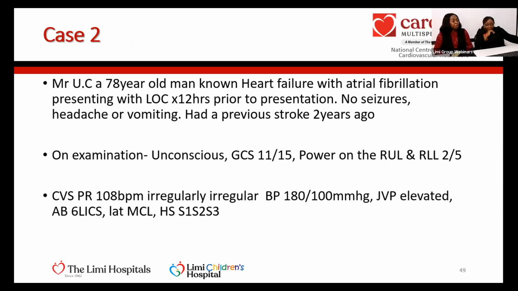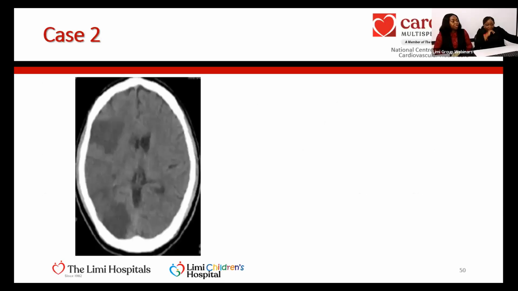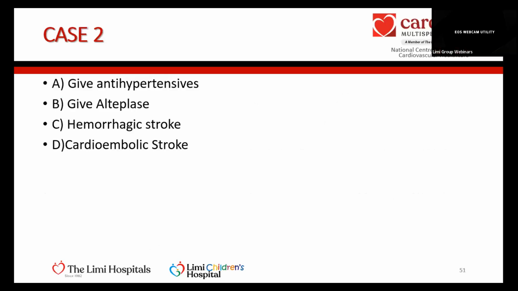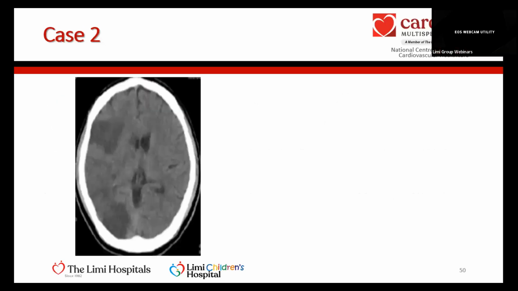Pulse rate was 108 beats per minute, irregularly irregular. BP was 180/100 millimeters of mercury. JVP was elevated. Apex beat was at the 6th left intercostal space, lateral to the mid-clavicular line, and he had first, second, and third heart sounds accentuated. So this is the brain CT of the patient. And then we can see the hypodense areas. I hope we can appreciate it more on the right.